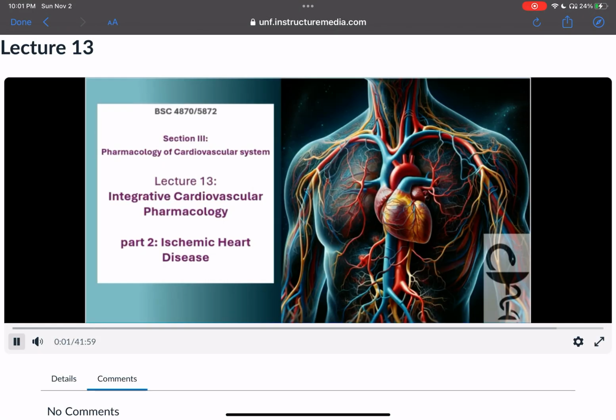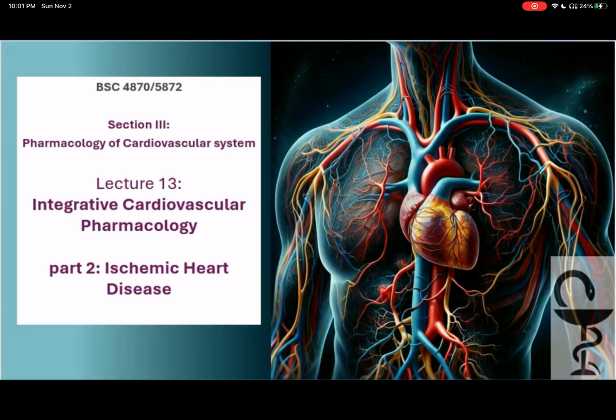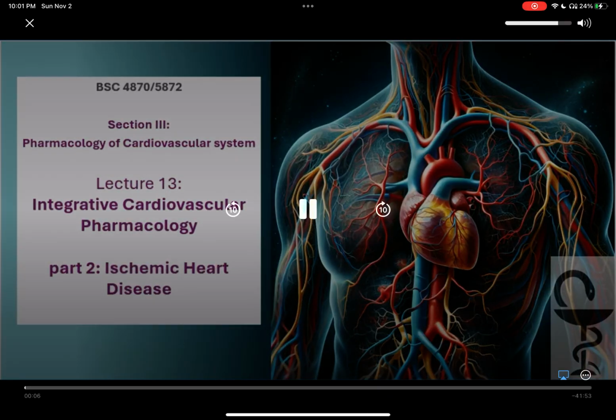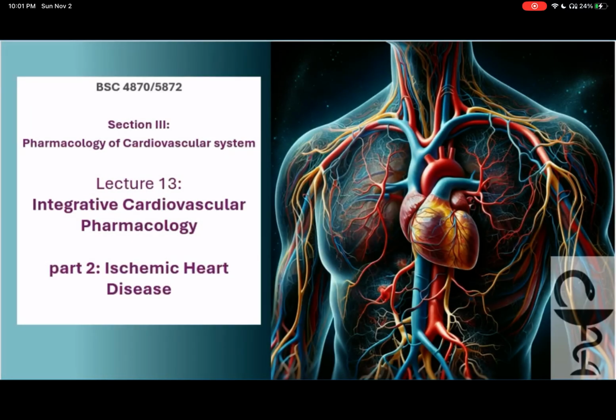Hello everyone, in this lecture we are going to continue our discussion of integrative cardiovascular pharmacology, and today specifically we will focus on ischemic heart disease. Ischemic heart disease, in short IHD, is the leading cause of mortality in the United States and accounts for more than 500,000 deaths each year.